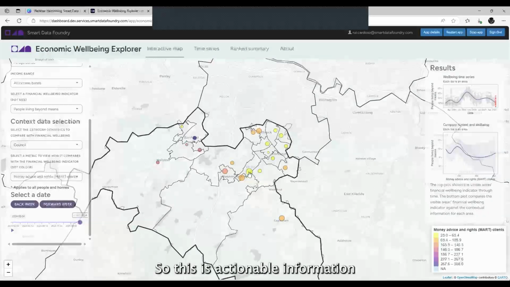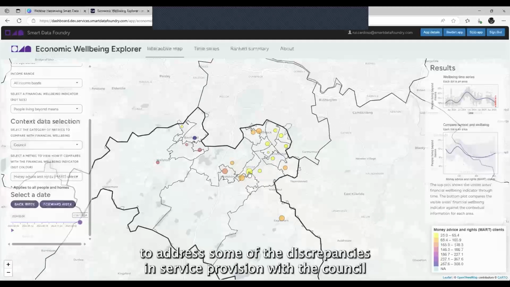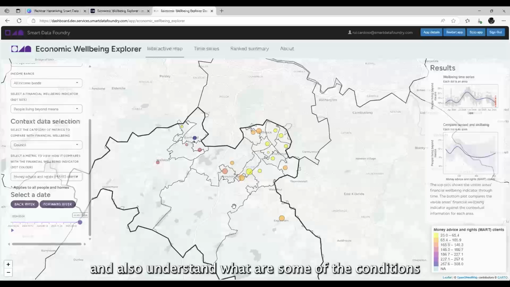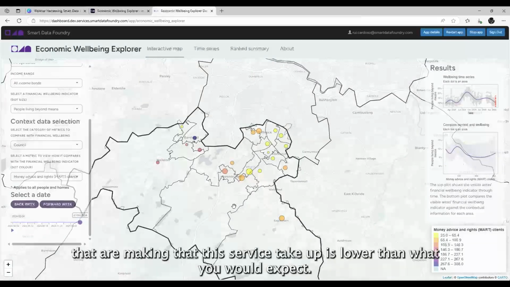So this is actionable information that the council can use directly to address some of the discrepancies in service provision, and also understand what are some of the conditions that are making the service take up lower than what you would expect.